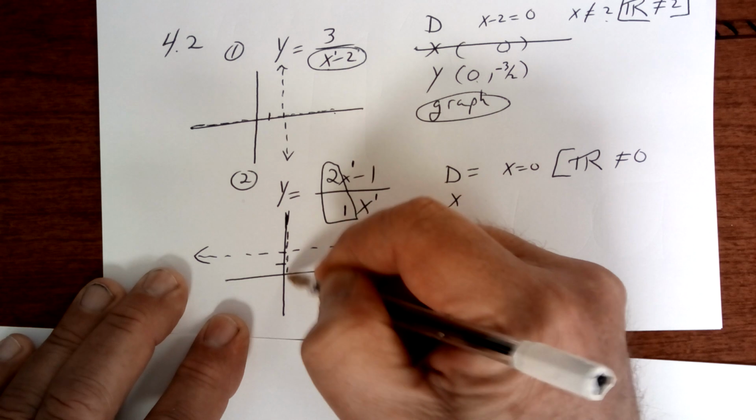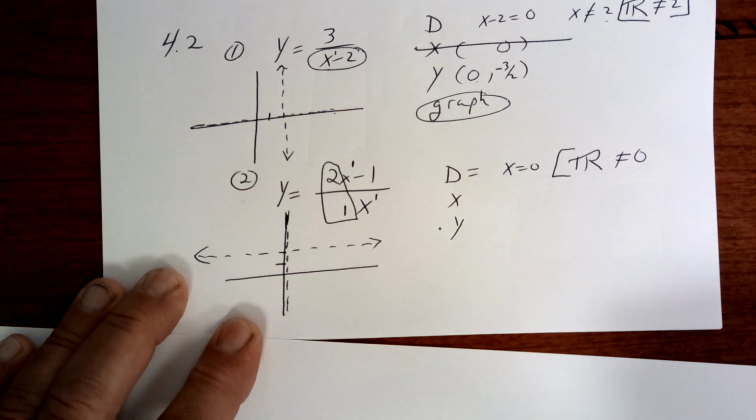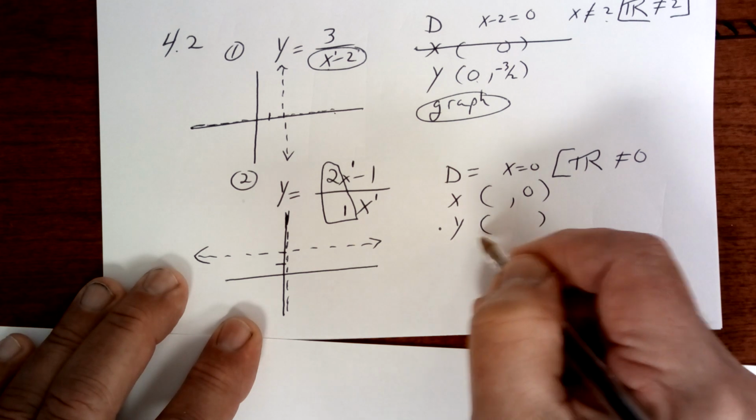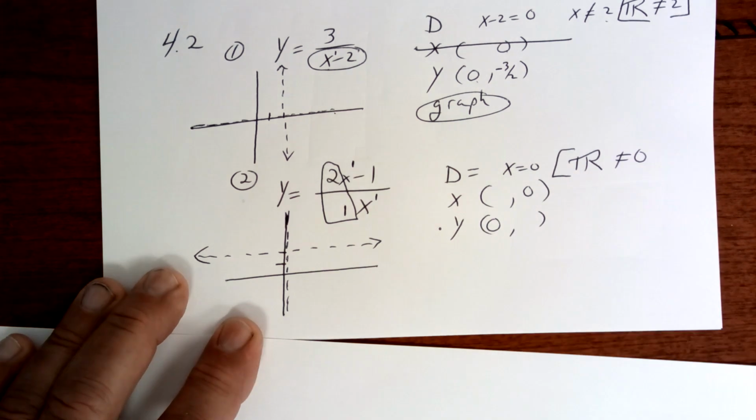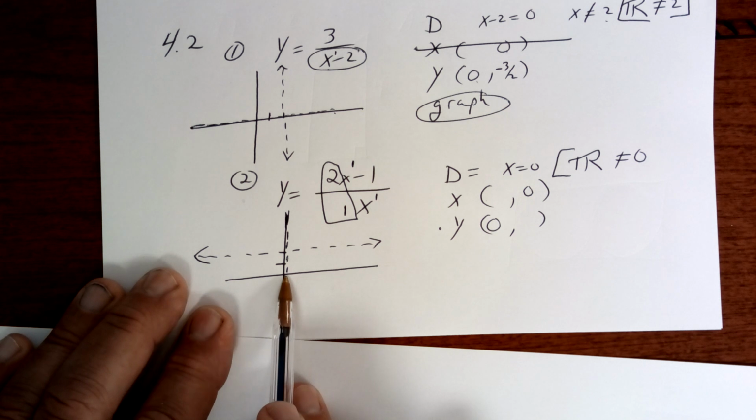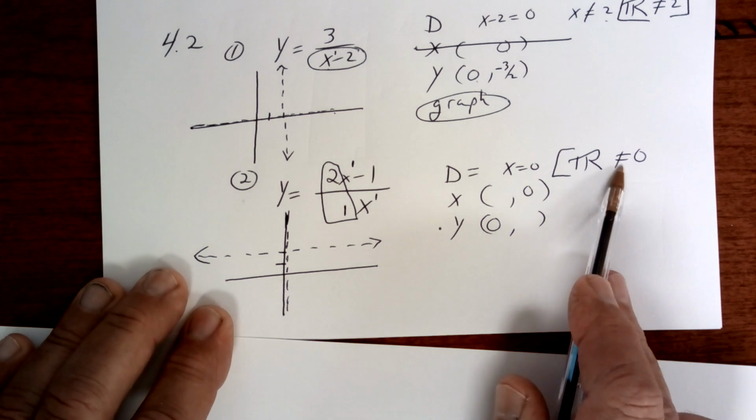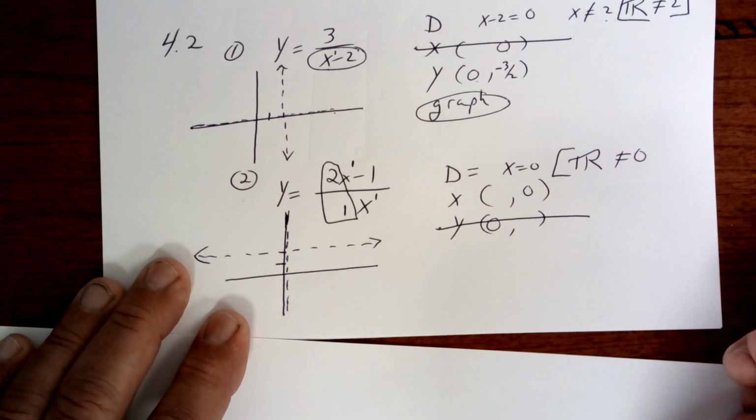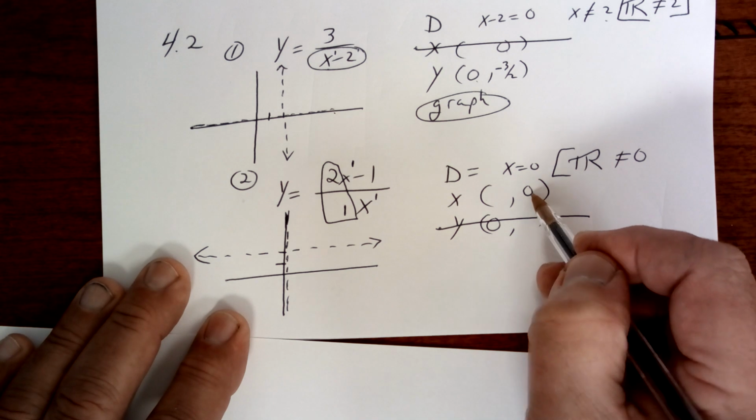Now let's talk about the intercepts. To find the x-intercept, you let y equal 0. To find the y-intercept, you let x equal 0. Well, x cannot be 0 because it would be on this vertical asymptote. Actually, it's not in the domain either. See, it's not in the domain, so you get rid of that. There's no y-intercept.